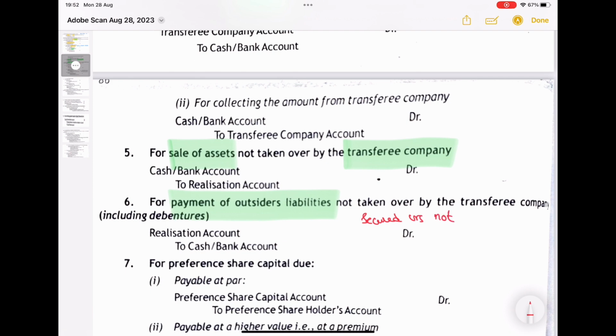For this, I myself am going to pay them, isn't it? So realization account debtor to cash account. Why am I crediting cash? Because credit is what goes out, isn't it? So cash is going out, I'm paying my creditors. This is how it works. So the asset entry will be cash account debtor to realization account, whereas for liabilities, realization account debtor to cash or bank account.